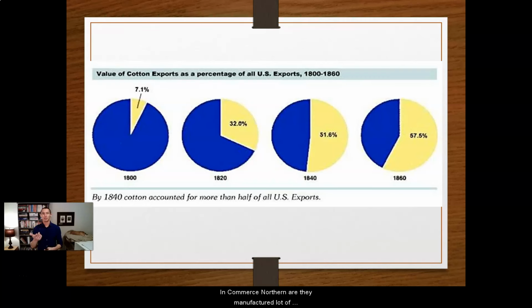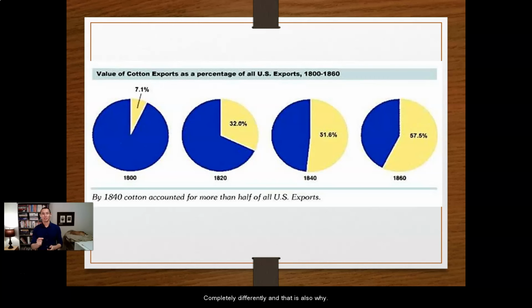Northerners, they manufactured a lot of cotton. They exported it. And so this is the entire U.S. economy, not just the South's economy. So you can see it is vitally important to the entire U.S. economy. That is why the South will develop completely differently.